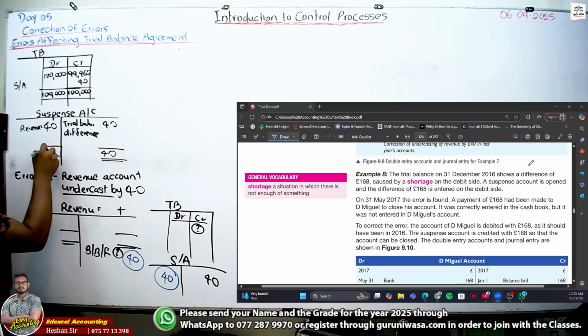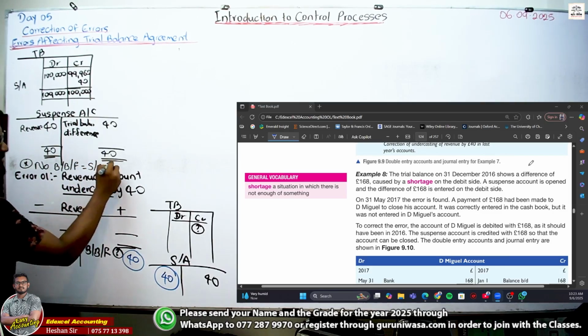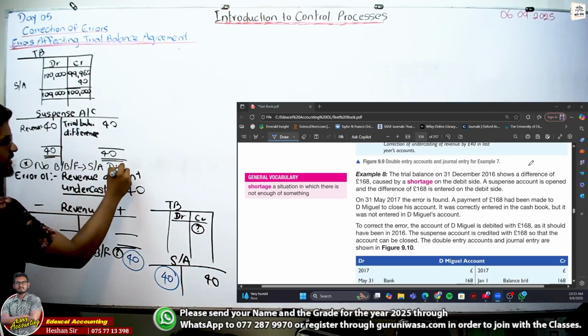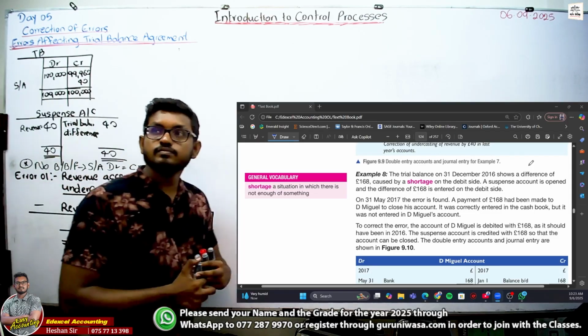Once all the errors are corrected, the suspense account has no balance b/d and no balance b/f. In the suspense account, debit total equals credit total. You can see credit is 40 and debit is also 40.